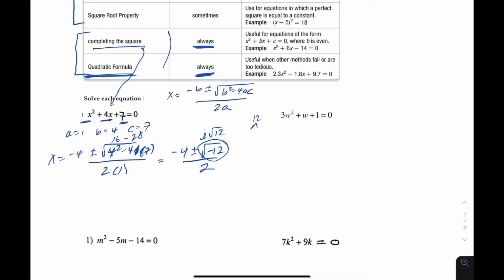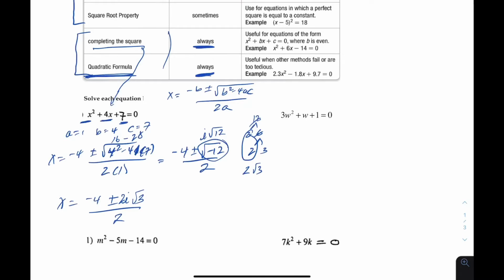So 12 is 1 and 12, 2 and 6. I have to start small. That is 2 times 2 times 3. So that's 12 prime factored. You have a pair of 2's here. They come on the outside, and root 3 stays on the inside. So we have this: negative 4 plus or minus 2i root 3, all over 2.